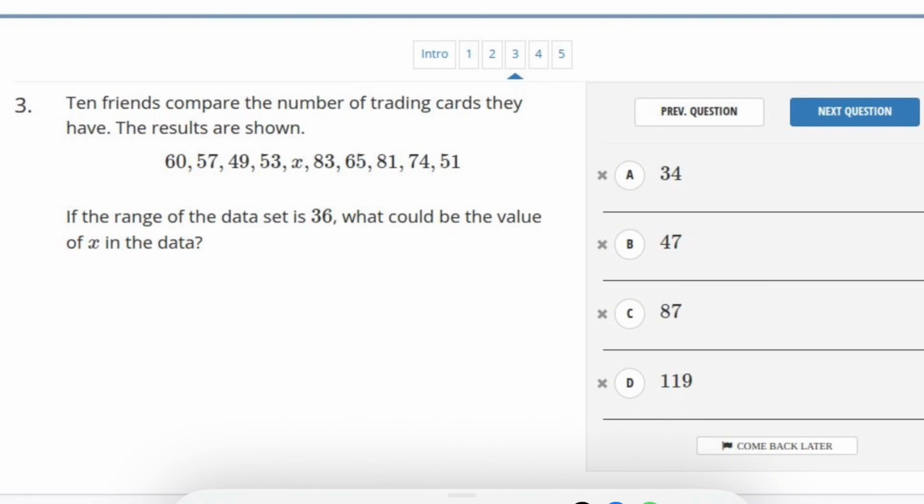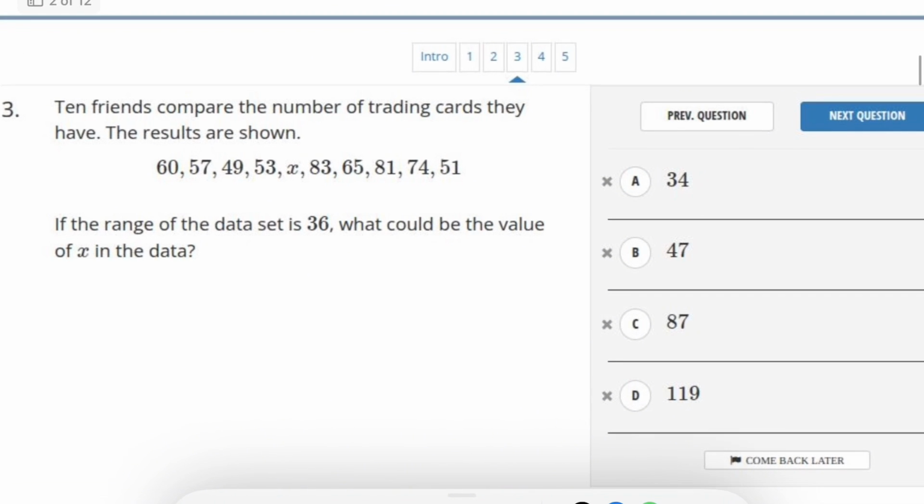Number 3. 10 friends compare the number of trading cards they have. The results are shown. If the range of the dataset is 36, what could be the value of X in the data? So first we have to define what range is. Range is the greatest number subtracted by the least number, the lowest value. So the greatest value minus the lowest value is the range. So the only numbers we care about are the lowest and the highest numbers. So our answer, X, can only be two things.